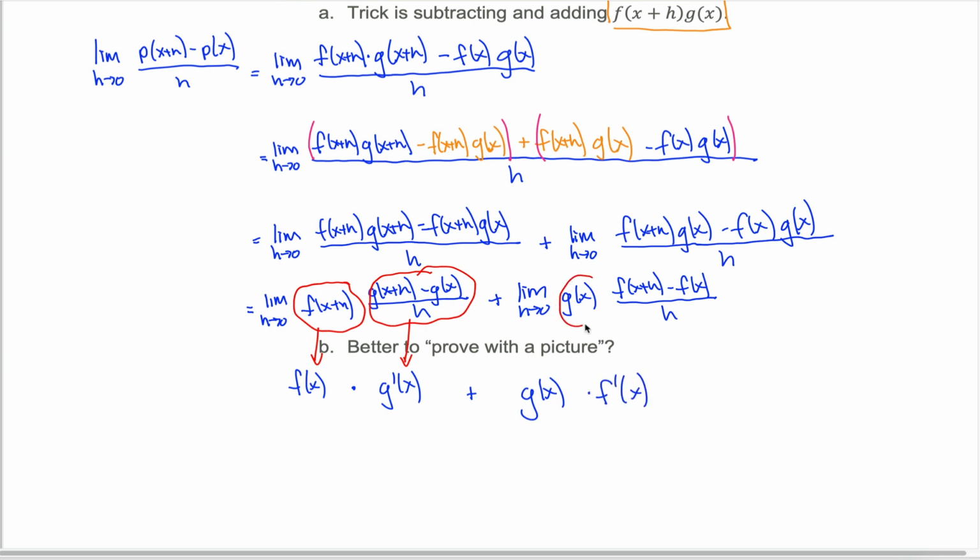Some arrows to help you track the pieces. This turns into this, and this turns into this. What we're left with, if you write the terms in a slightly different order, is f prime times g plus g prime times f. Did you follow that?